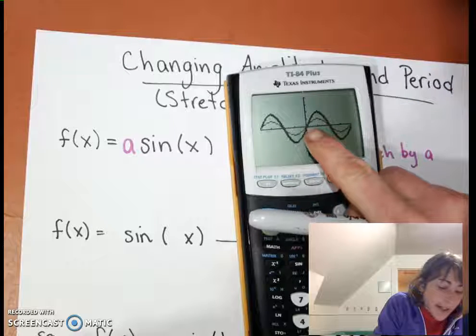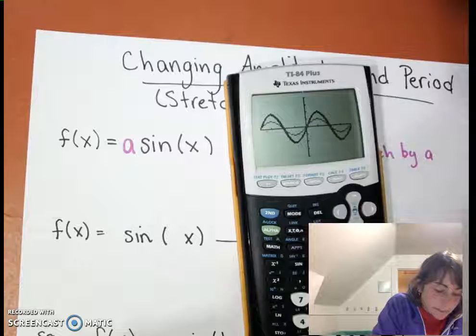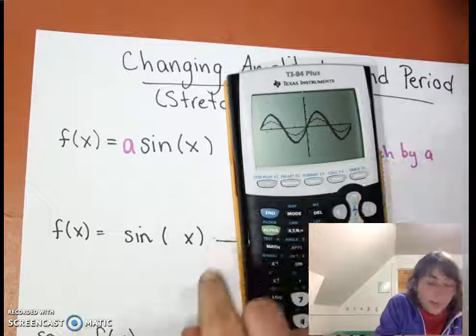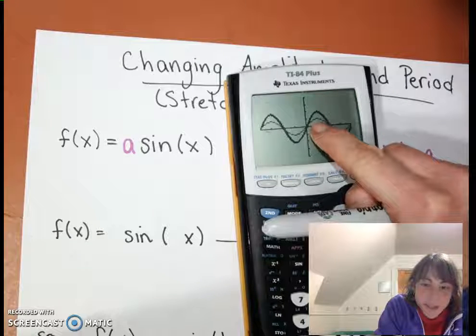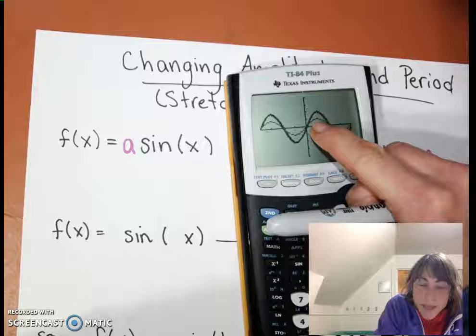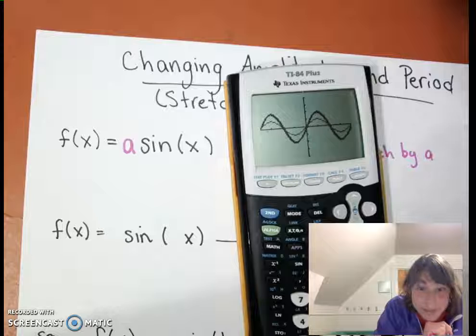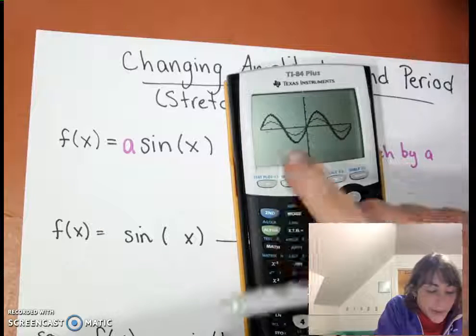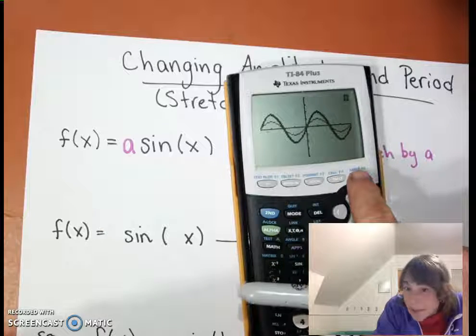Now, what is that height? Well, we need to know what the maximum value of this function is and the minimum value. So let's think about it with our brains first. The maximum value of sine is 1. If we multiply the entire sine function by 2, then the maximum value of our new one should be 2. And our minimum, by the same logic, should be -2.